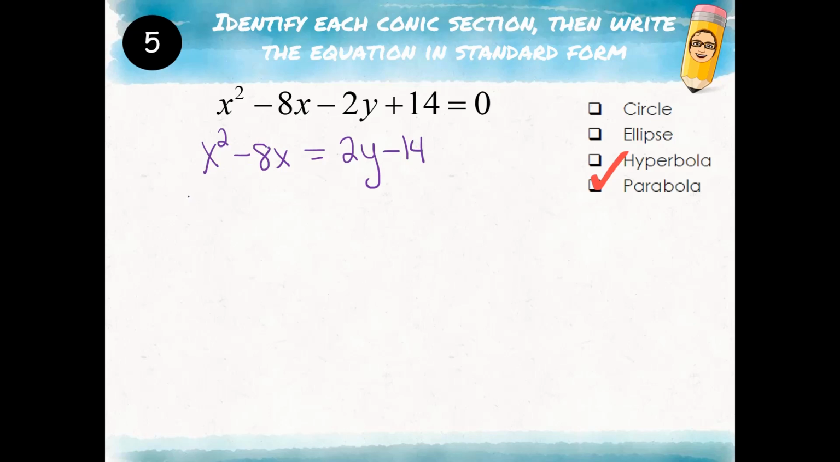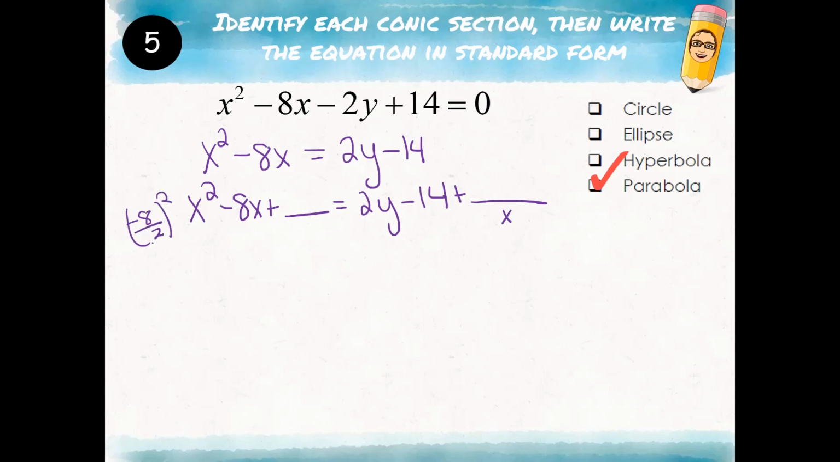I now need to make room for blank over here, so I'm going to make room for blank. Over here, I am going to add that blank. Let's factor, find the blank. So negative 8 divided by 2 and square that. That would be 16. So on the right-hand side, I have 2y plus 2.